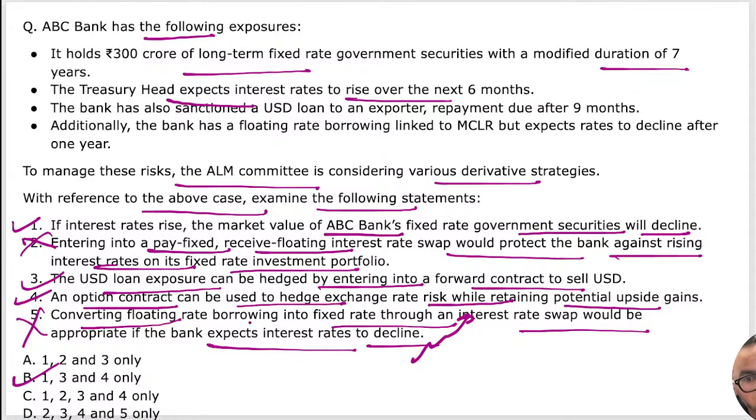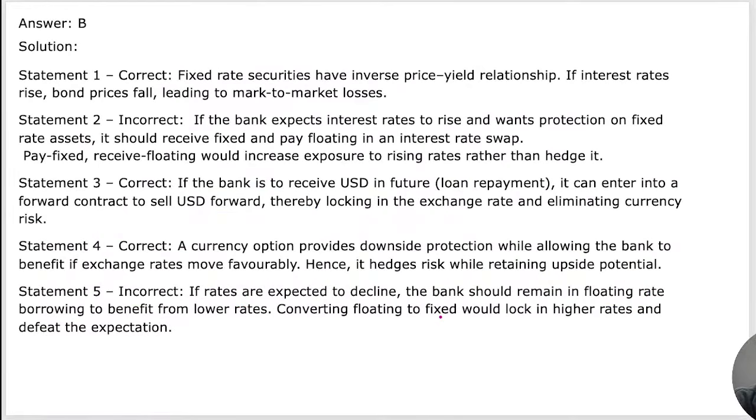Converting floating rate borrowing into fixed. So the bank has floating. Now what it is saying is that we have a floating rate loan, right? So we have a floating rate loan and if we will be converting this one, it should be in the reverse case, right? So it should be in reverse.